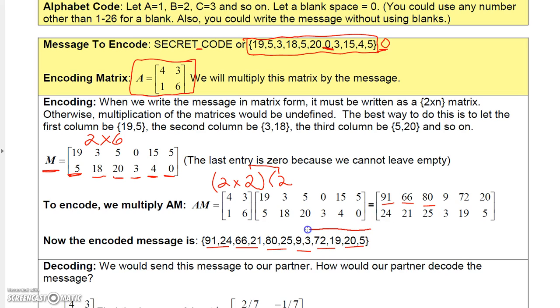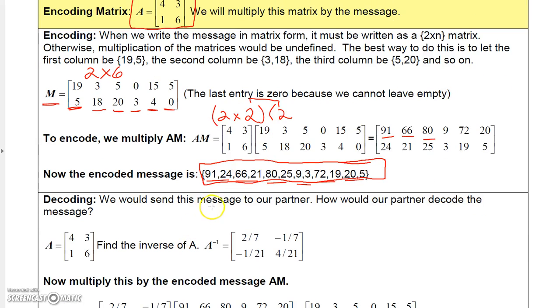So this would be the message that I would send if I wanted to send this to someone so that it couldn't be read by anyone else. This is the message that I would send to someone else. Okay, so when I send it, this other person has to know how to decode this message.